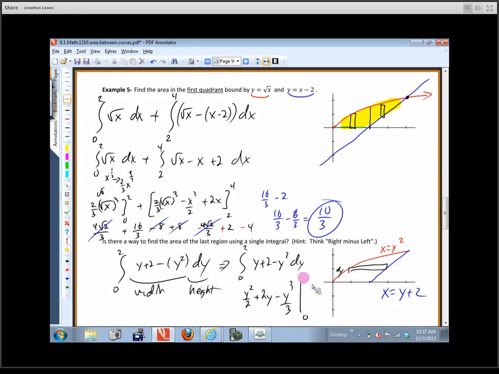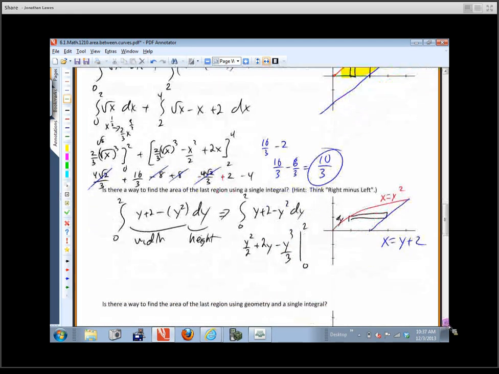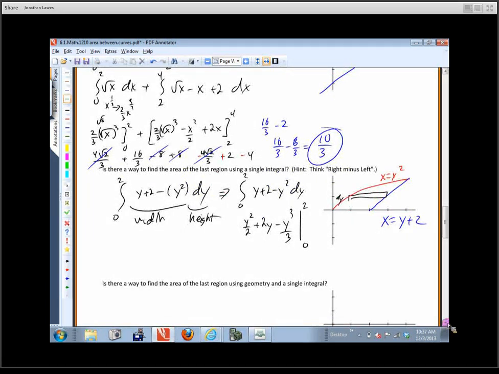And look at this. Power functions evaluated from 0, that's nice for a lower limit, up to 2. So this is going to be 2 plus 4 minus 8/3 minus, what do I get when I plug these in? 0. So this is 6 minus 8/3. In thirds, that's going to be 18/3 minus 8/3, which is, lo and behold, 10/3.